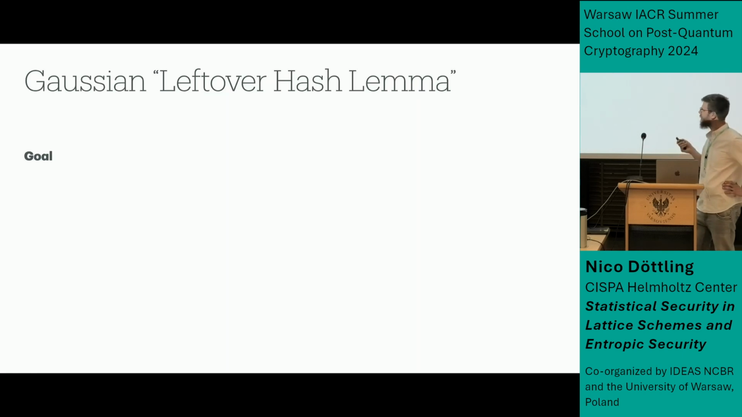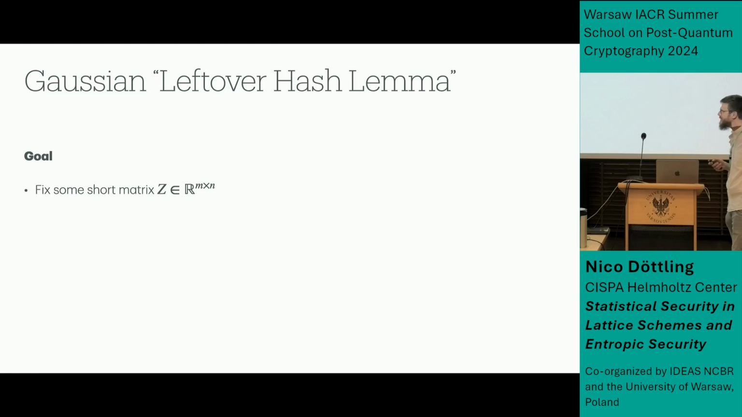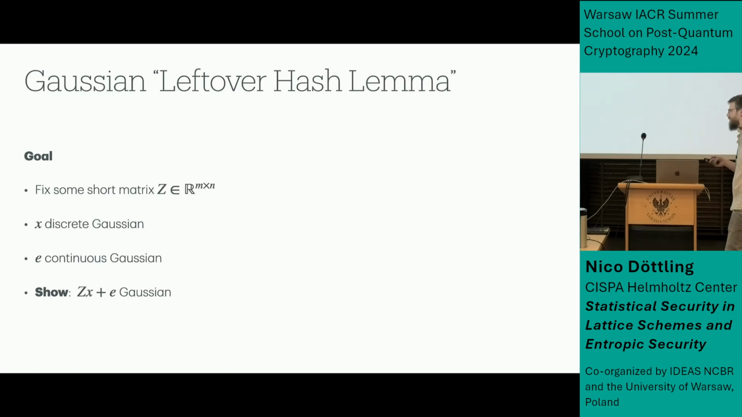What I want to say is fix some short matrix Z, and let X be a discrete Gaussian, right? A moment ago, X or E1 was a continuous Gaussian. So give me a discrete Gaussian and a continuous Gaussian, and now look at Z times X plus E. What I want to show is that not just X plus E is Gaussian. This would follow from Regev's continuous smoothing lemma. I want to show that Z times X plus E is Gaussian, right?